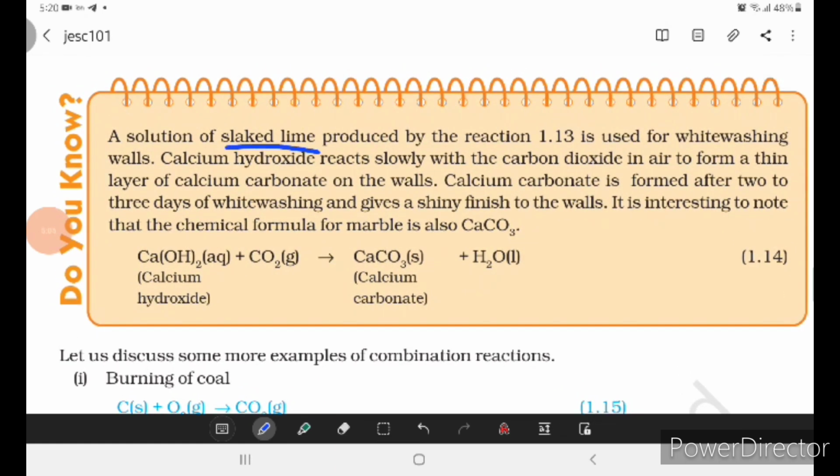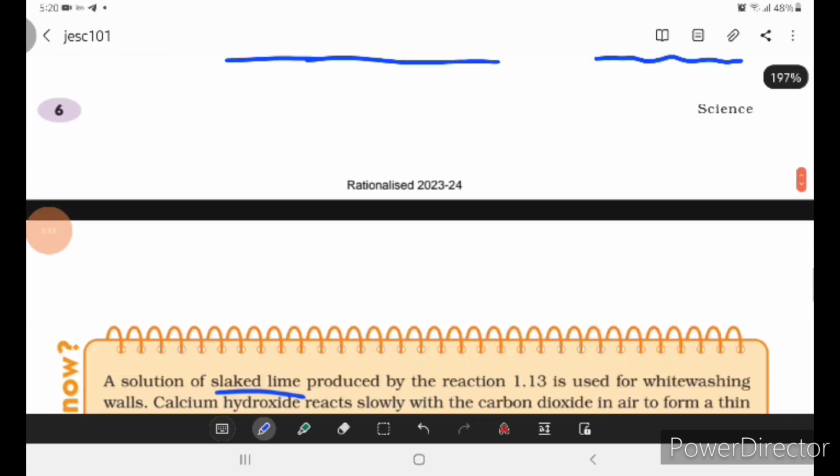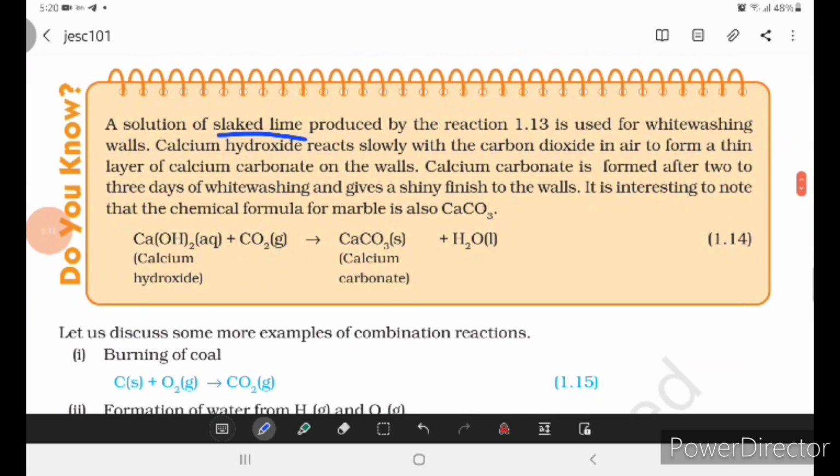A solution of slaked lime is produced by the reaction here. What is this? This is the slaked lime. It is a combination reaction. Once again I'll repeat, if two or more reactants form a single product, then we call it a combination reaction. Clear? Use it for whitewashing walls.